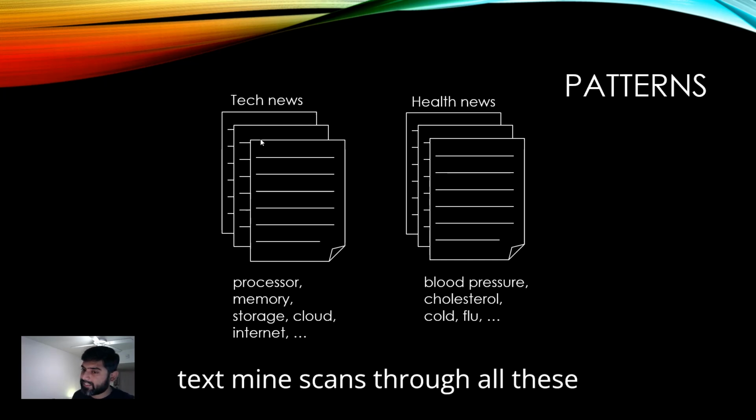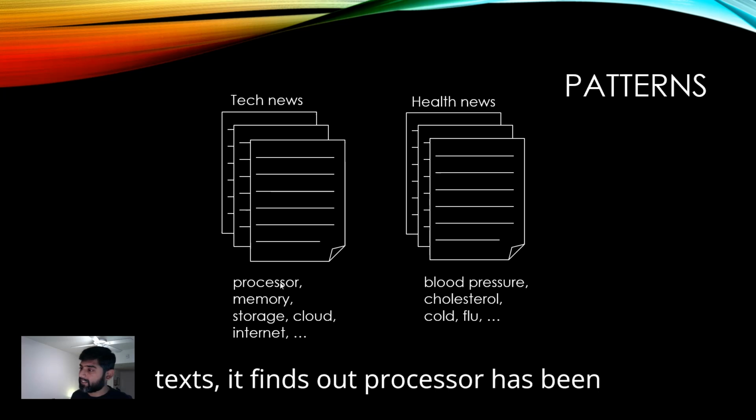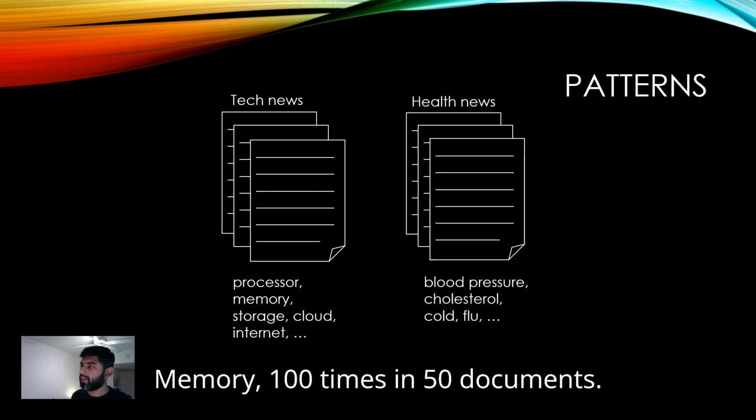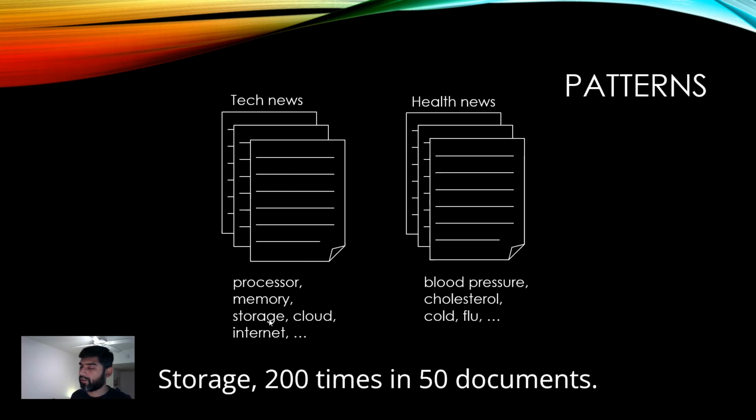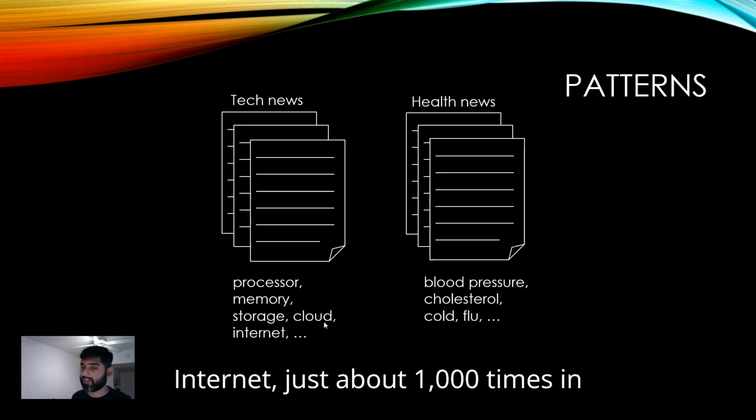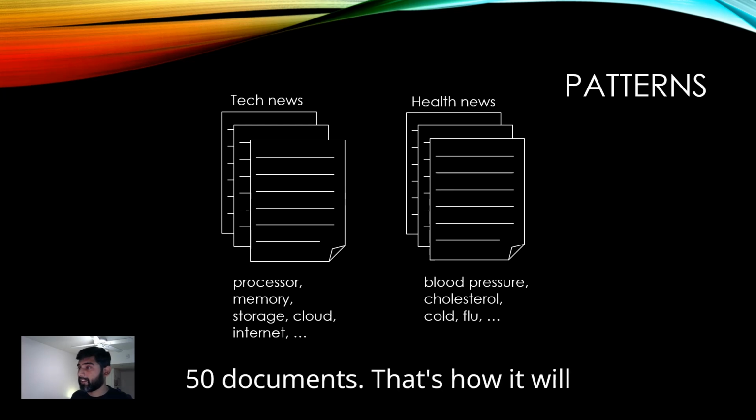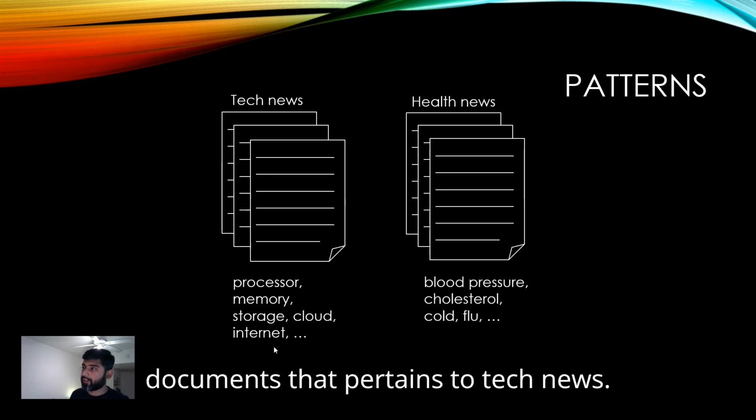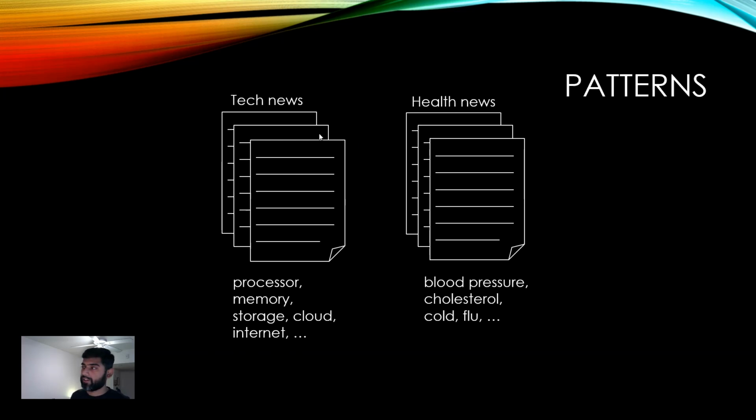Once the text mining scans through all these texts, it finds out processor has been repeated 50 times in 50 documents. Memory 100 times in 50 documents. Storage 200 times in 50 documents. Cloud 100 times in 50 documents. Internet just about 1,000 times in 50 documents. That's how it will conclude: this is a group of documents that pertains to tech news.